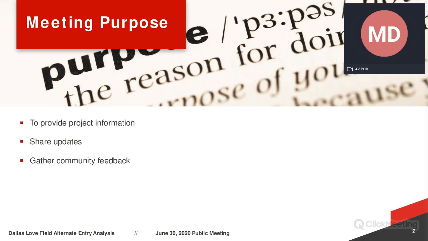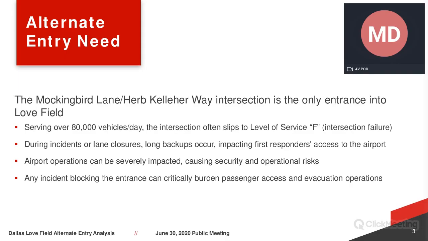So moving right along, we were here in the meeting purpose. The need, as I mentioned, really stems from the difficulty we have in moving the amount of vehicles through the intersection we have serving the airport. Mockingbird Lane, Herb Kelleher Way intersection is the only entrance.